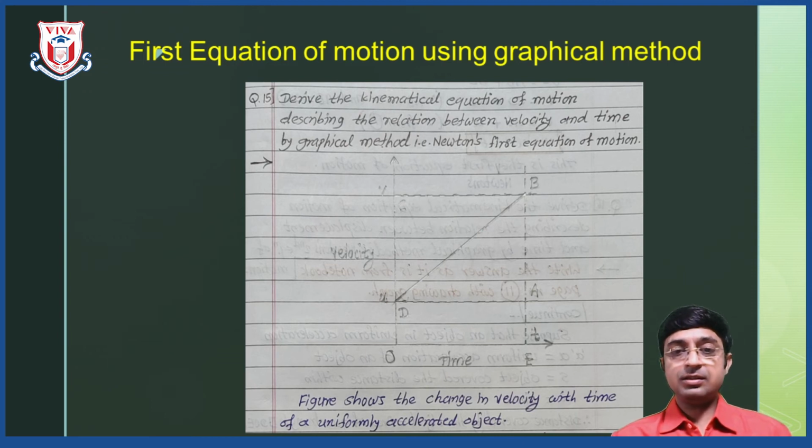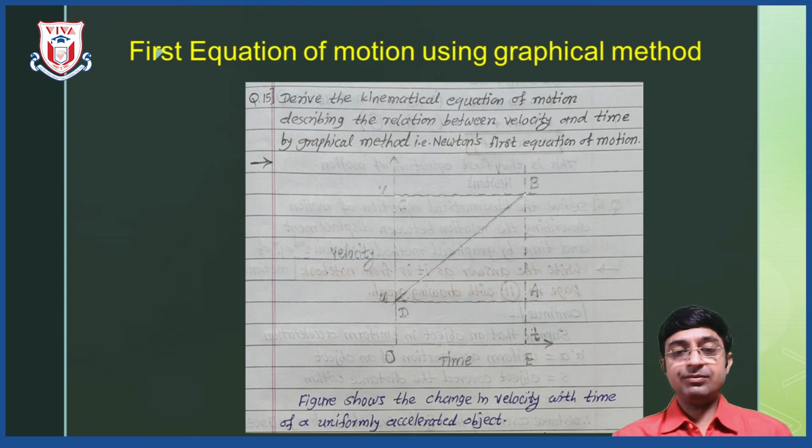Next, the first equation of motion using the graphical method. A question related to this topic is asked for 3 to 5 marks. What is the question given here? Derive the mathematical equation of motion describing the relation between velocity and time by graphical method, that is Newton's first equation of motion.